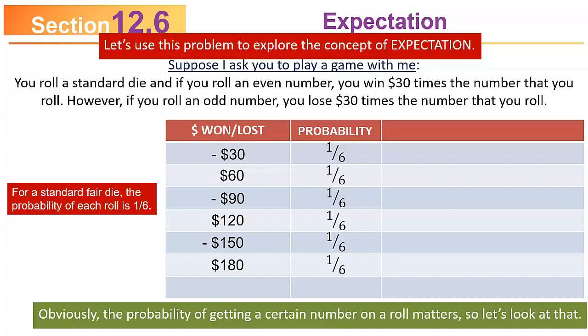So the probability of rolling a 1 is 1/6. The probability of rolling a 2 is 1/6. The probability of rolling a 3 is 1/6. The 4 is 1/6. The 5 is 1/6. And a 6 is 1/6.